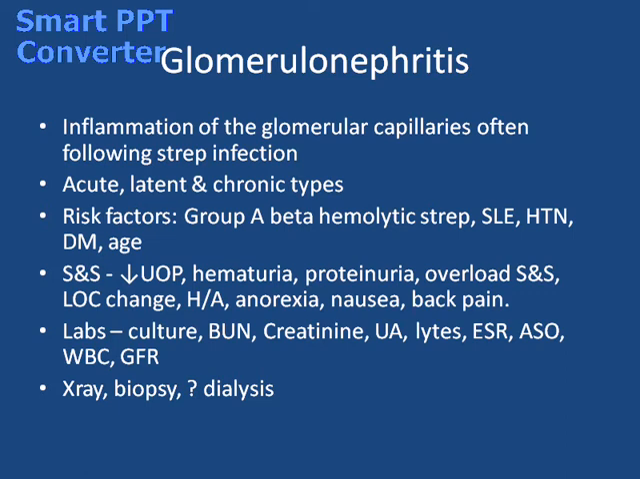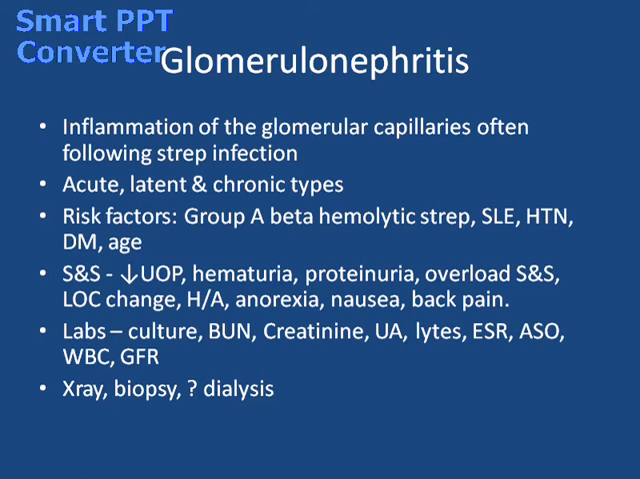We may see a change in level of consciousness, anorexia, nausea, headache, back pain. With acute glomerulonephritis, we'll see the fever, and with the chronic, we will see the pruritus, which is itching.